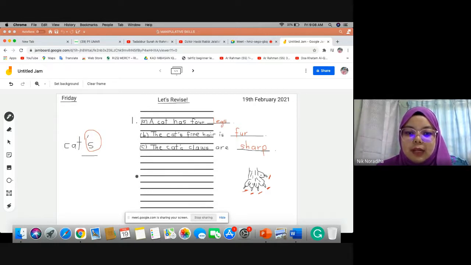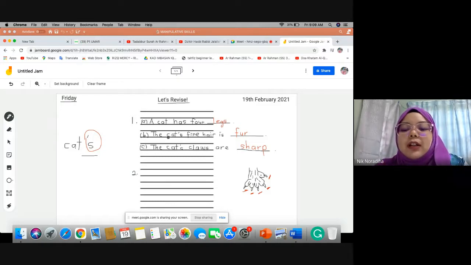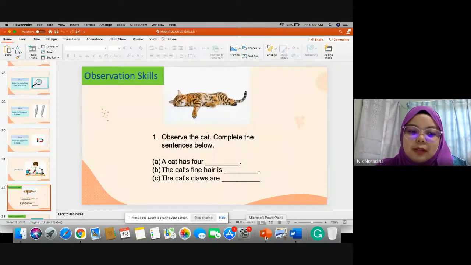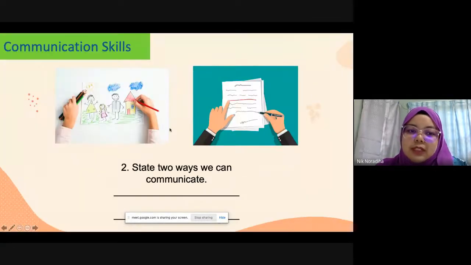Okay, so can you write number 2 below our first activity? Below means bawah, okay? Below the first activity just now. So, you are already done with the revision of observation skills. We're going to test your communication skills. What is communication skills? Usually we have 3.